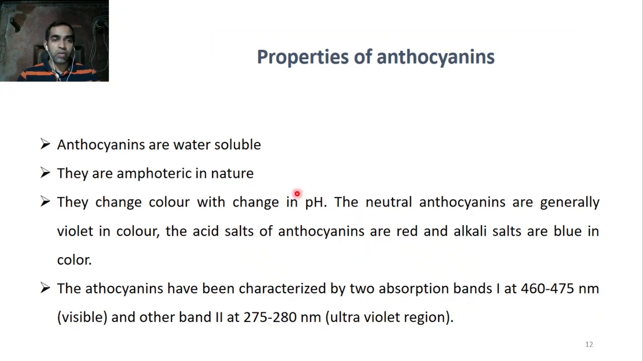So these are certain properties of anthocyanins. They are water soluble and they are amphoteric in nature. That means they exist in both acidic and basic forms. They can exist under different conditions. They change color with a change in pH. It's very important because they change color with a change in pH. Anthocyanins have been characterized by two absorption bands, 460 and 275. You can see one falls in the visible region, which is responsible for its color.